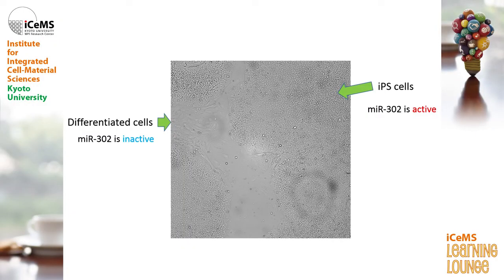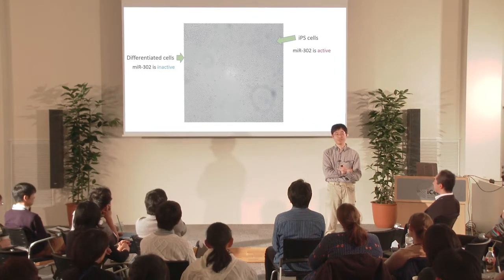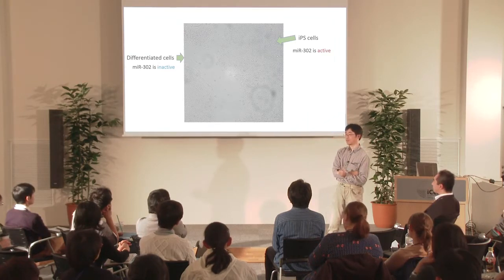This is an image of cultured iPS cells. It is a little bit difficult to see, but there are two types of cells in this image. Small and high density cells are iPS cells, and larger cells are differentiated cells. Like this, iPS cells start differentiation while culturing. So it is important to find the differentiated cells to keep the iPS cell quality. It is known that iPS cells highly express microRNA 302, and differentiated cells don't express microRNA 302.